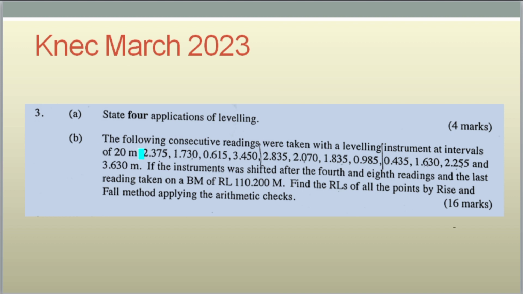Question 3b: the following consecutive readings were taken with a leveling instrument at intervals of 20 meters. This is a leveling instrument, either a dumpy level or an auto level. So we had readings. The readings were as follows.